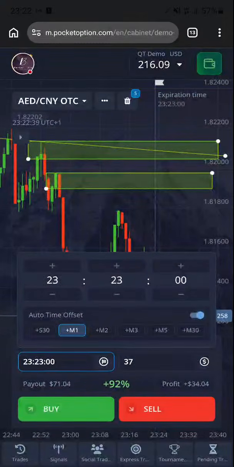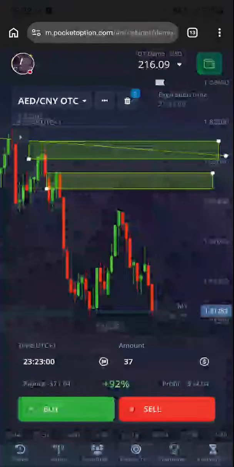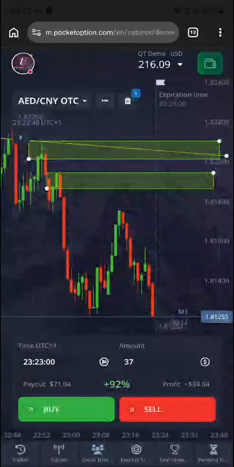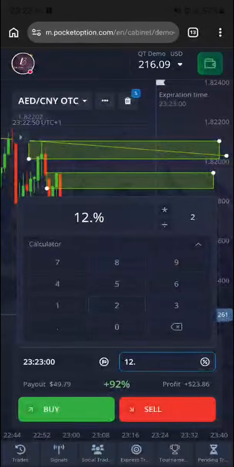We'll make sure that this second hand is on 0. This last segment here is very important, to be on 0, that's it basically. Then right now we'll be going with 12.5% of our balance.